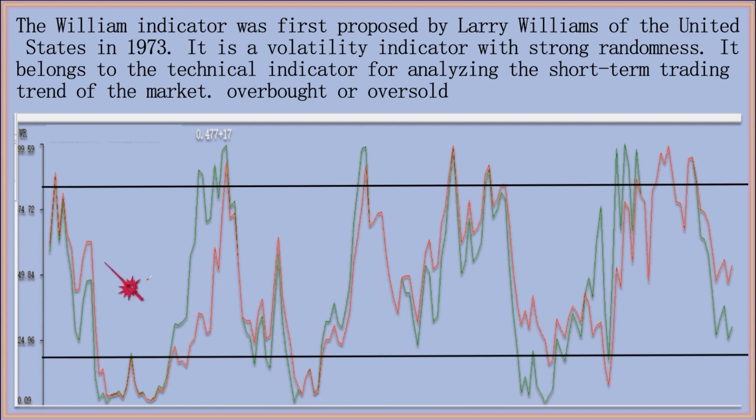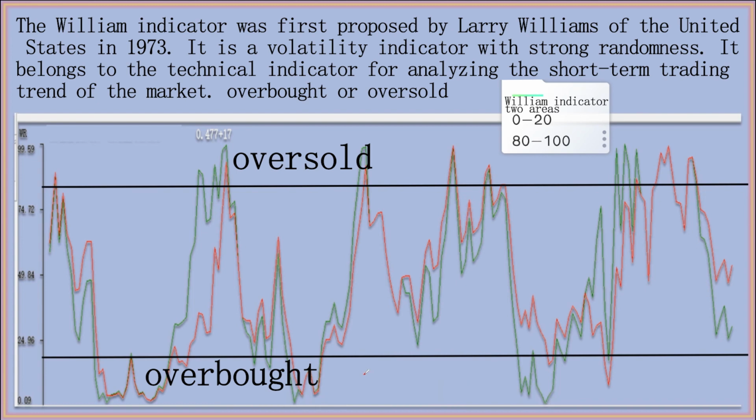Now, Williams indicator has two key areas. One is 0 to 20. This position indicates that the stock is in the overbought zone. This means that the market has reached extreme levels and an extended price to move to the upside, a stage where you can no longer chase high and buy.